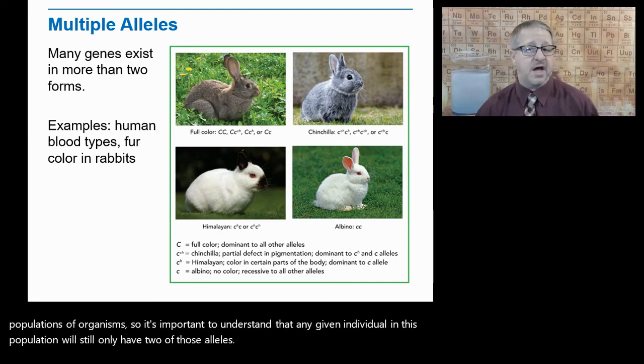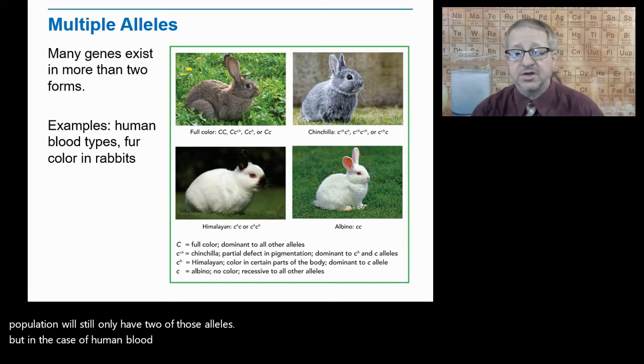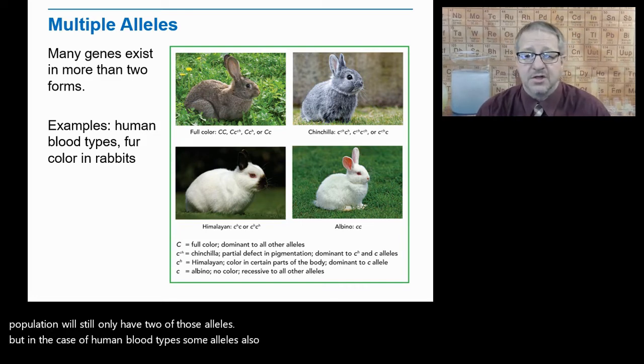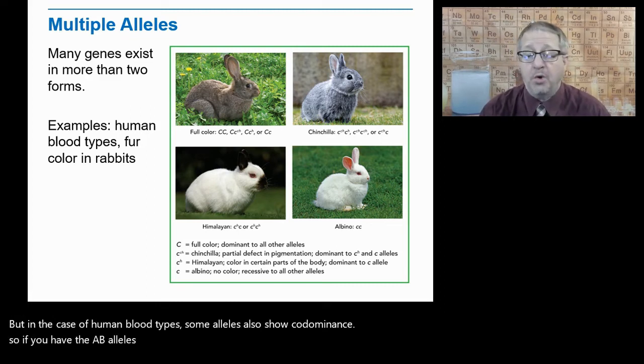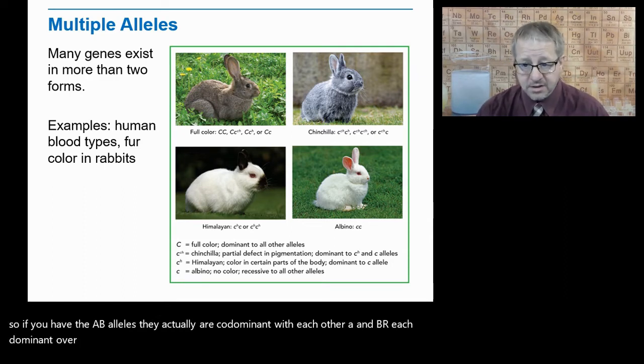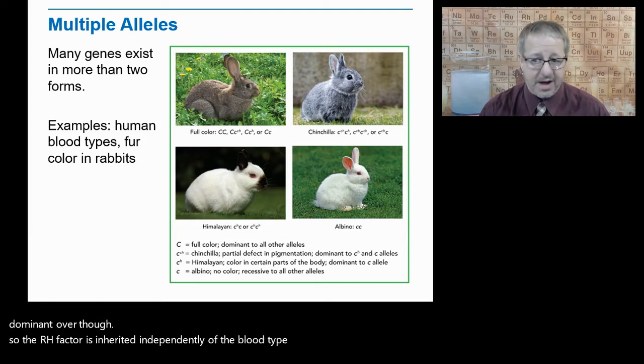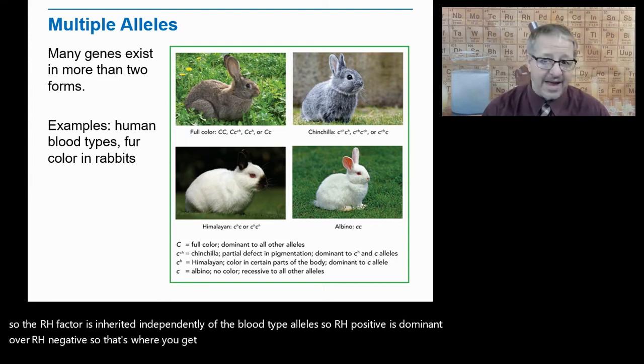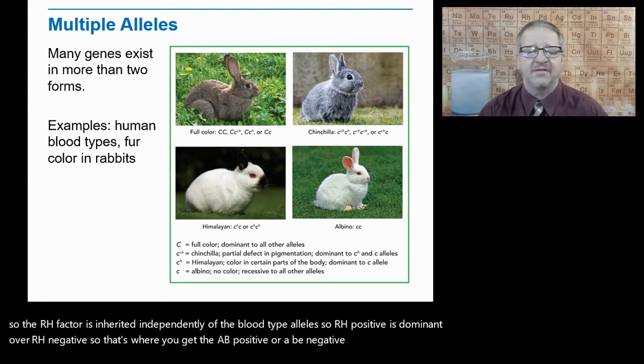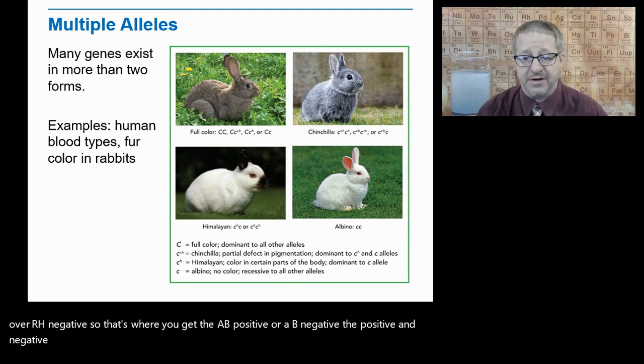But in the case of human blood types, some alleles also show codominance. So if you have the A and the B alleles, they actually are codominant with each other. A and B are each dominant over O, though. The Rh factor is inherited independently of the blood type alleles. So Rh positive is dominant over Rh negative. That's where you get the AB positive or AB negative. The positive and negative is indicative of the Rh factor.